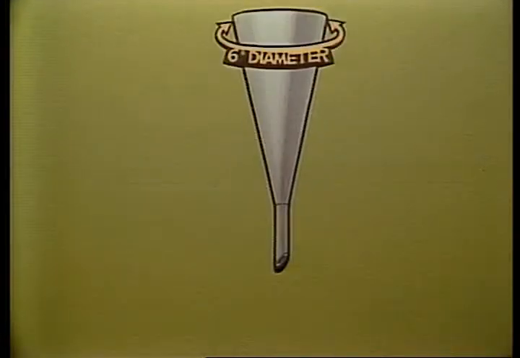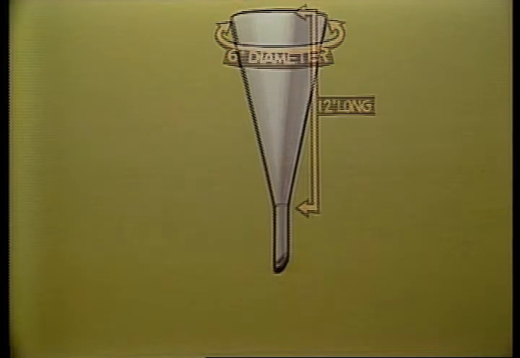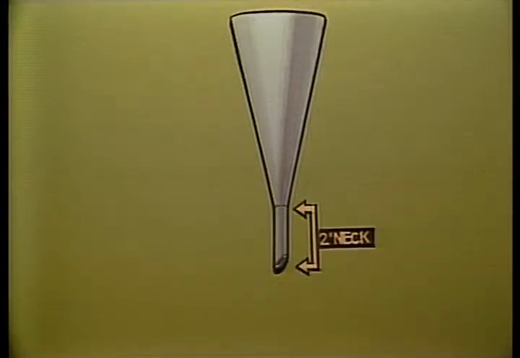Your test is made with this funny-looking funnel called a Marsh funnel. It's 6 inches in diameter at the top and 12 inches long. Down here at the bottom, you have a 2-inch neck with a 3/16 of an inch hole in it. There's a wire mesh screen up here on top that's used to strain larger particles out of the mud sample so it doesn't plug up your 3/16 of an inch hole.